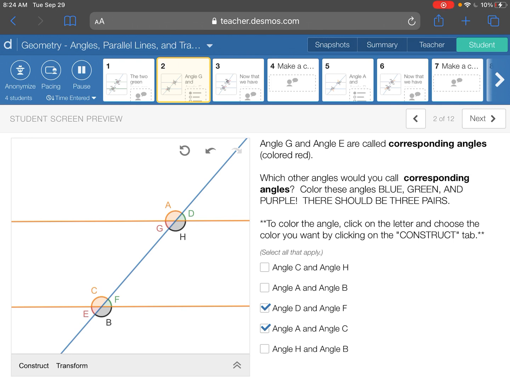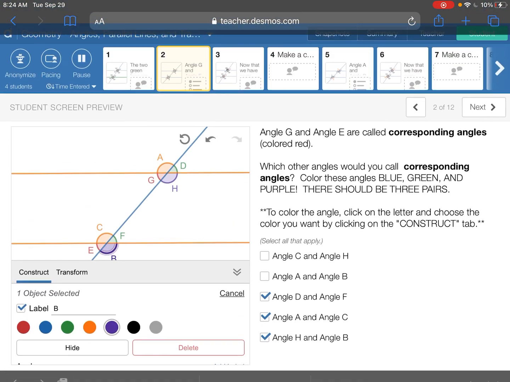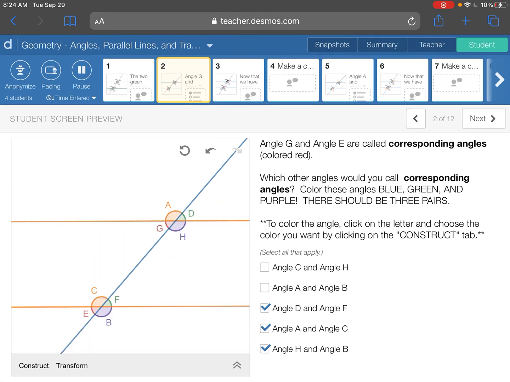Okay. And then finally, angle H and B, those would be corresponding angles. So make those purple. I'm not sure why that text box keeps popping up. Okay, so those are the corresponding angles in this example.